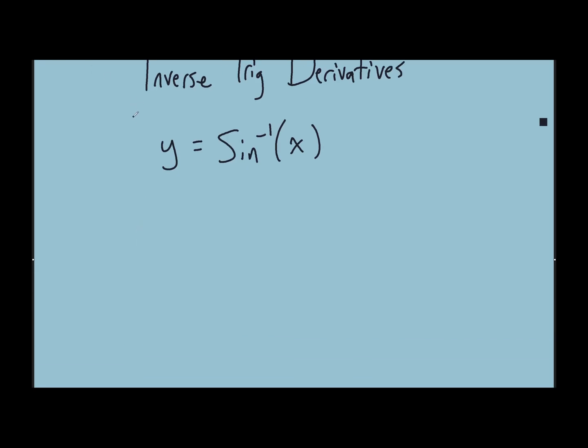And another thing that I know is that I can write it as x equals sine of y, because they're inverse functions of each other. This is an equivalent statement. And with this equivalent statement, we can take the derivative like this. The derivative of x is 1. And the derivative of sine is cosine, you know that.